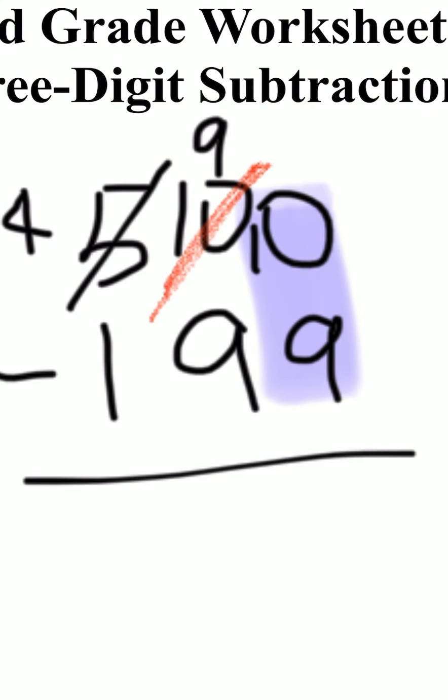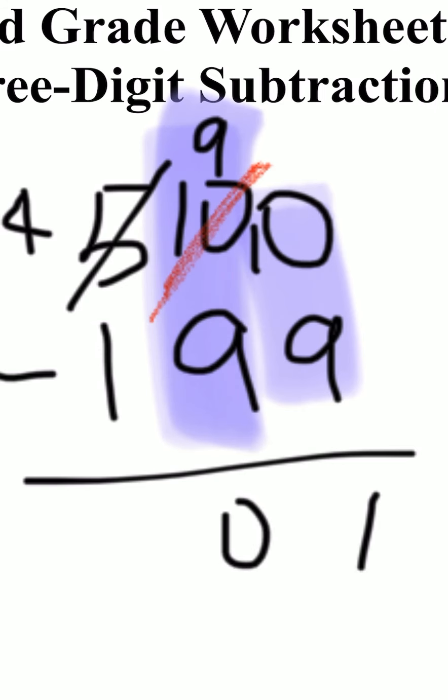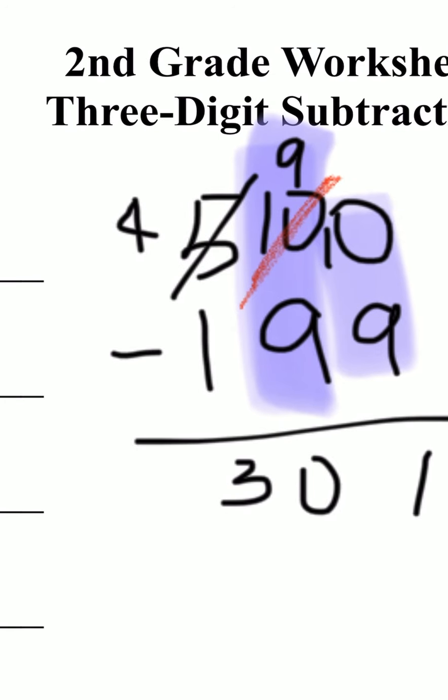So 10 minus 9 is 1. 9 minus 9 over here is 0. And 4 minus 1 is 3. So we have 301.